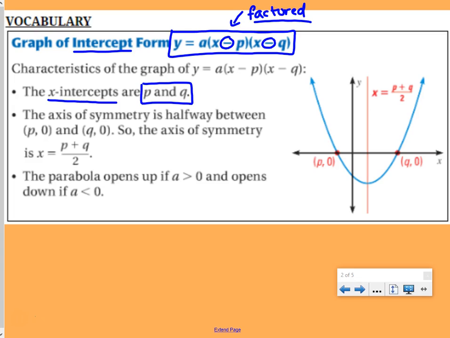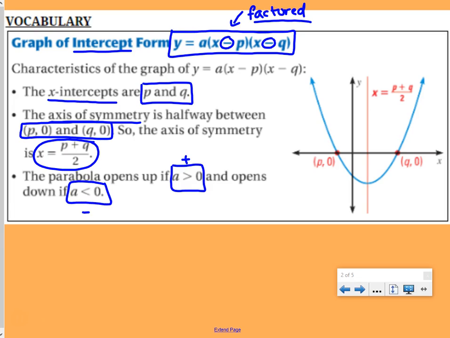The axis of symmetry is halfway between your x-intercepts, so it can be found by using this equation when it's in intercept form. The parabola opens up if a is greater than 0, so positive, and it opens down if a is less than 0, so negative.